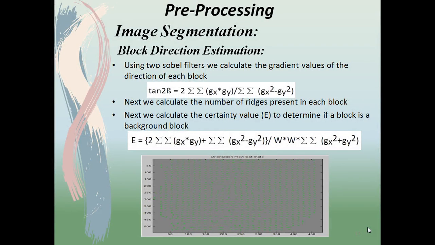Now for block direction estimation, we basically use two Sobel filters, and we calculate the gradient values of the direction for each block. Then we calculate the number of ridges present in the block and the certainty value, so that we could determine if a block is a background block or not. The respective formulas are shown with the picture, which shows the orientation and the flow estimate, like the direction of the ridges or patterns in the block.